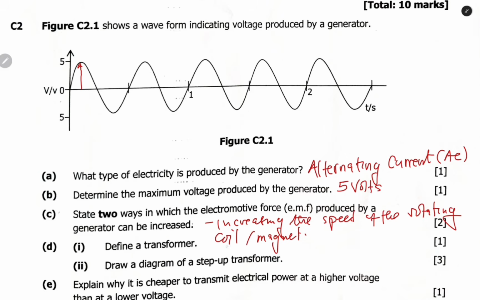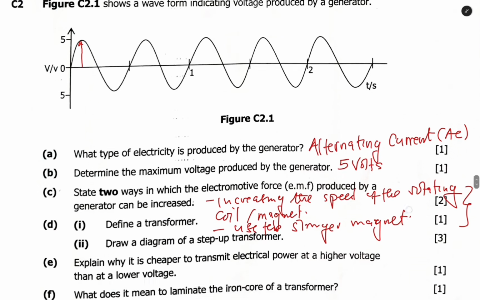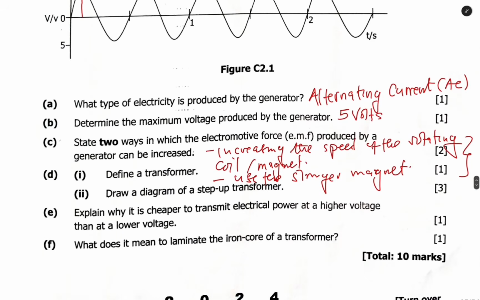Also, we can look at using a stronger magnet. The strong magnet increases the electromotive force produced. Okay, so these are some of them. So please, if you have some other ways we can increase the electromotive force produced by the generator, suggest them in the comment section.